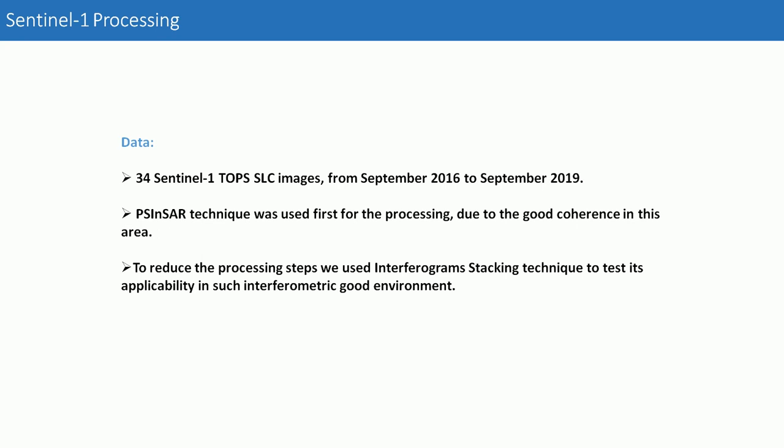For Sentinel processing, we used 34 images between 2016 and 2019. It was difficult to find images in this area. It's not highly mapped by Sentinel-1 data. So we used two techniques. First, we used the PSISAR technique, and we didn't want to use S-base due to coherence. Secondly, we used interferogram stacking to check the applicability in such an area and to reduce the processing steps.